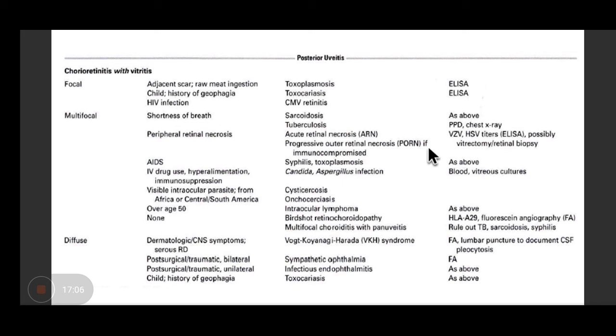Focal means a single lesion is there, or some part of the retina is involved and the other part is okay. Multifocal means there are multiple areas of involvement. If the patient is having shortness of breath, just rule out sarcoid and tuberculosis. You have to have a Mantoux test and a chest X-ray done. Peripheral retinal necrosis, we just saw, ARN or PORN. You have to have ELISA or possibly vitrectomy, not done nowadays. Then AIDS, you have to rule out syphilis, you have to rule out toxoplasma.